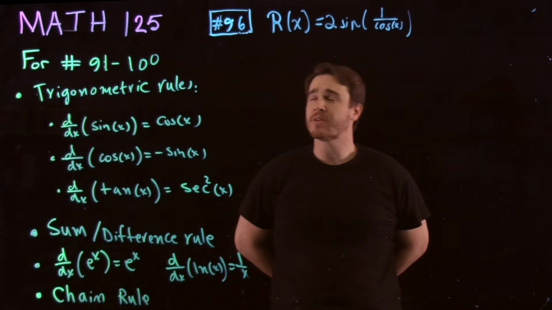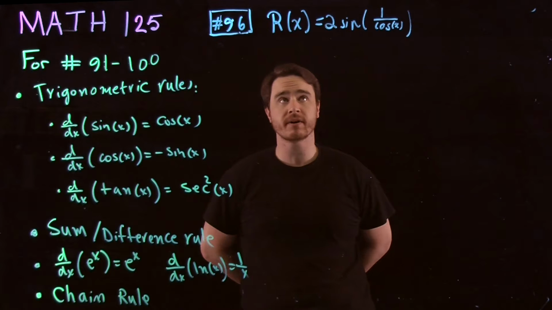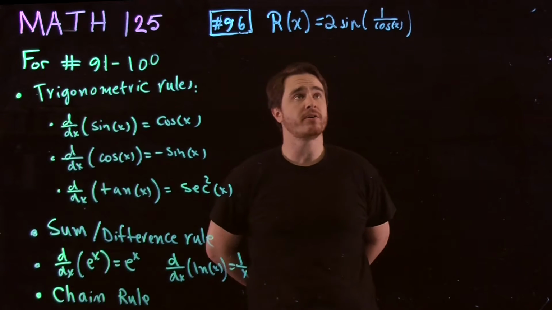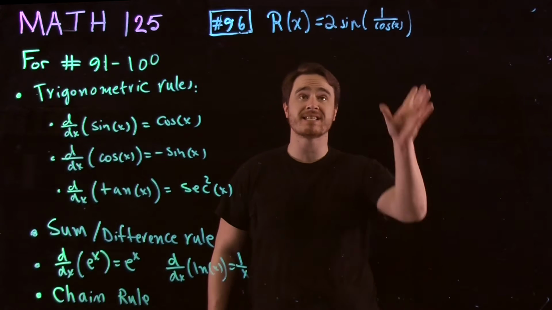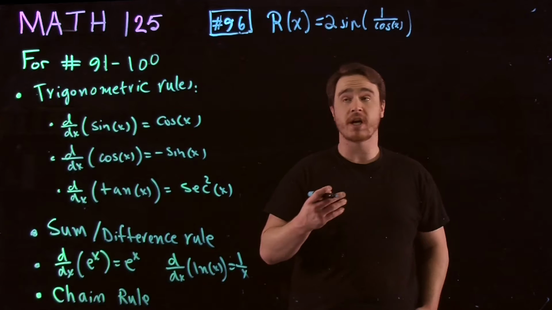We are continuing with the Math 125 Gateway Review. We are on problem number 96, which reads r of x is equal to 2 sine of 1 over cosine x. Now here you can see that we have a function inside of a function. That should be your key to know that we're going to use chain rule.